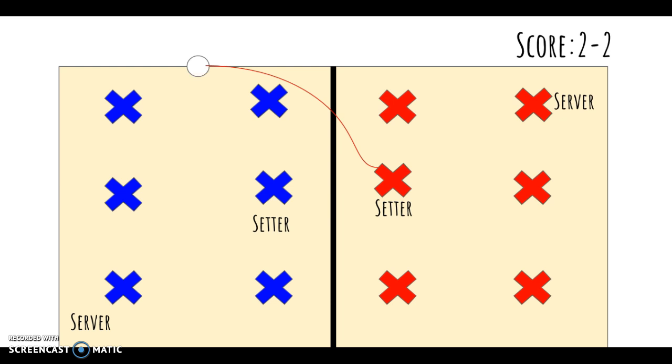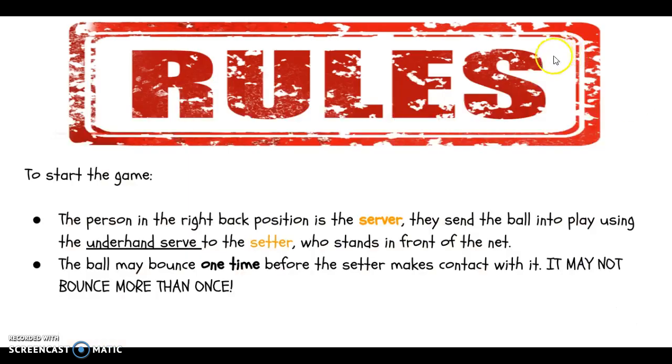Okay, so the server served the ball to the setter, who sends it over, and it lands on the line. So on the line is considered inbounds, so blue team should continue to play it off that bounce. However, blue team wasn't ready, so red team gets that point. Okay, so that's just a little brief overview.